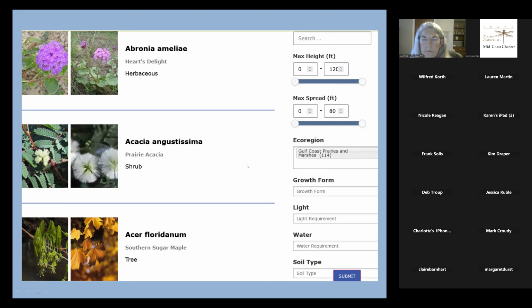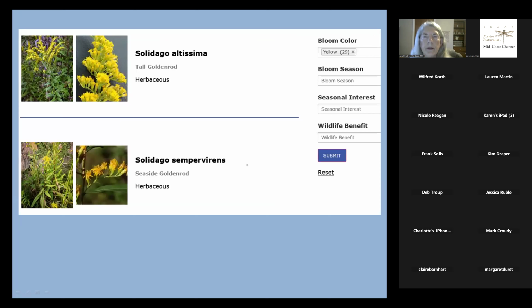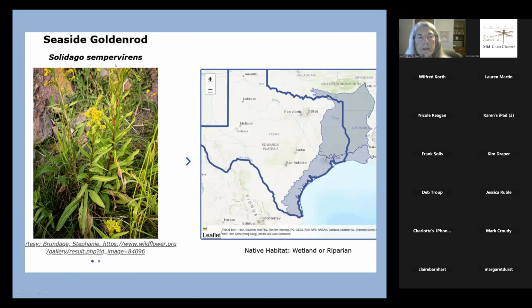Then it'll bring up plants over here on the side that fit those categories. So I had typed in the Solidago altissima. And then I also got Solidago sempervirens, which is your seaside goldenrod. Here it shows you some of the other choices you can put in: bloom color, bloom season, seasonal interest, and wildlife benefit. Click submit, and then it'll bring that up for you. And so here's the seaside goldenrod. You can see that it's native to the entire Gulf Coast prairies and marshes area.